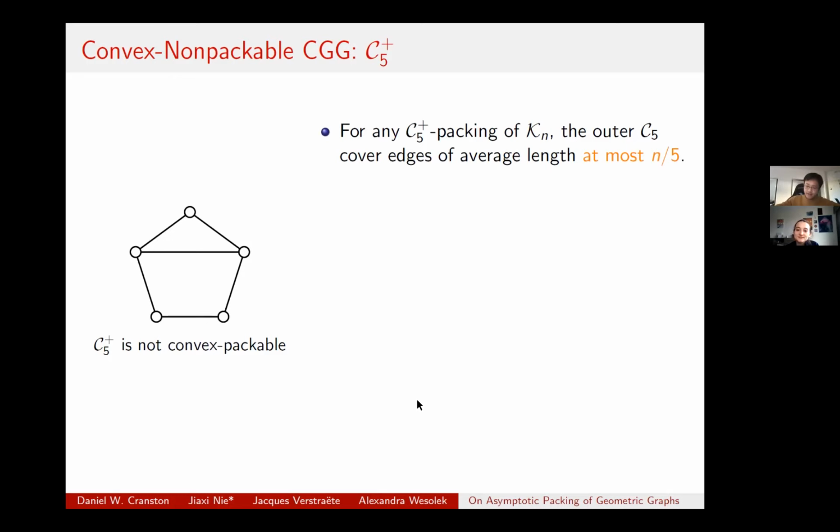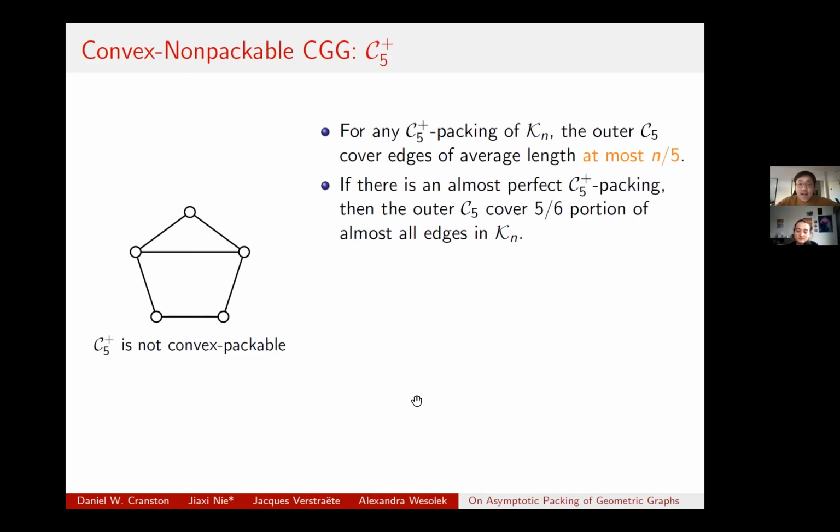And now we assume that there is an almost perfect C5 plus packing. If there is an almost perfect C5 plus packing, then the edges in the outer C5 will cover about 5/6 portion of almost all edges in Kn.